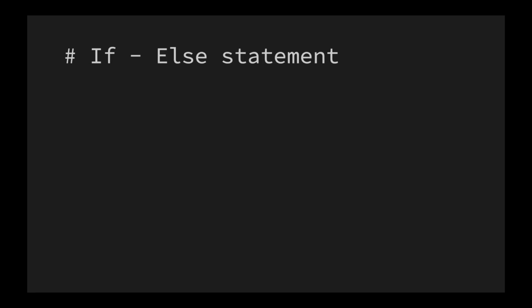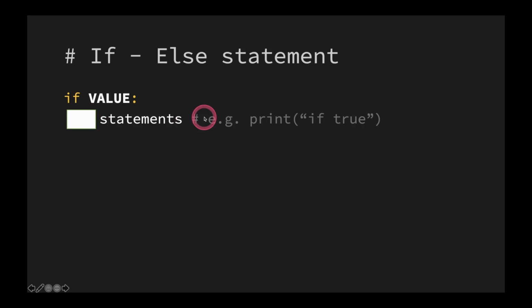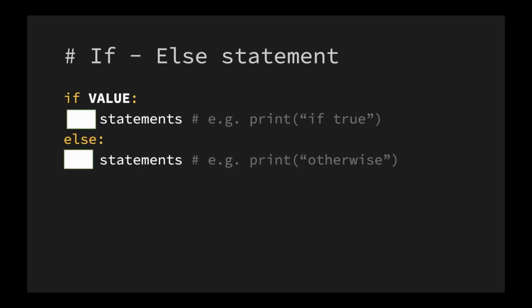Next, let's look at the syntax of the if-else statement. So we have the if statement, the one we've already looked at. You have the if keyword, the value, the colon, and one level of indentation, then your statement, and then you have else. With the else, you don't put any value there, so you just put the colon and the statement. What this does is that if this is true, it will run this, otherwise it will run this statement. So it can only run one of the two statements.